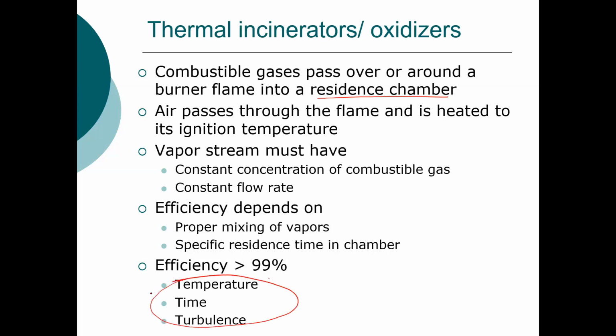The major factors are temperature, time, and turbulence, and this is the case with all combustion processes. Typically, these are run at about 1600 degrees Fahrenheit with a residence time of about 3/4 of a second, and we can achieve with that 98% reduction.